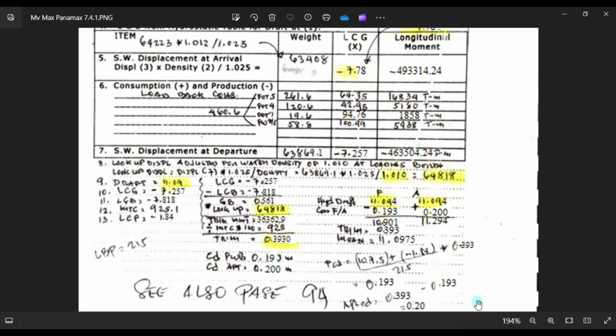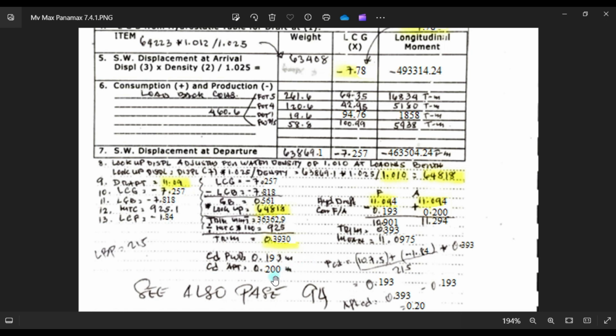And to get the aft change of draft, that will be your departure trim of 0.393 minus your forward change of draft, so the aft change of draft will be 0.20, which is this one.